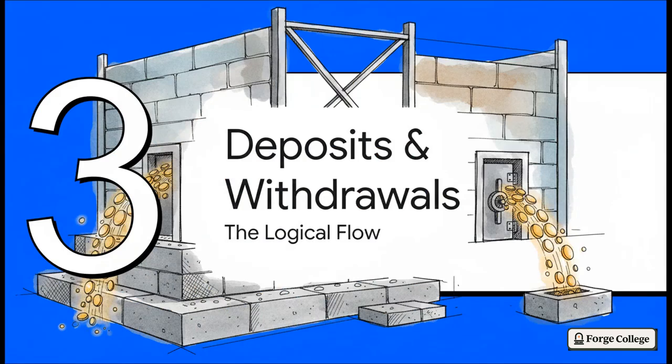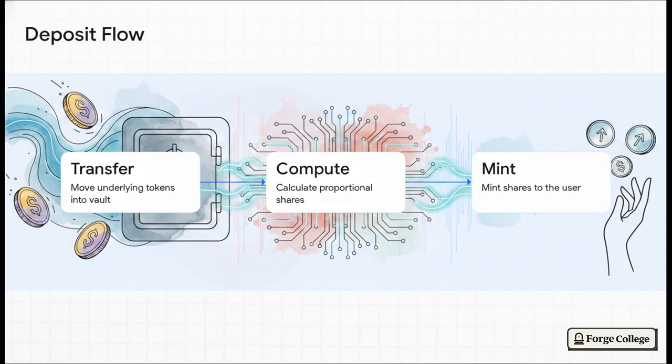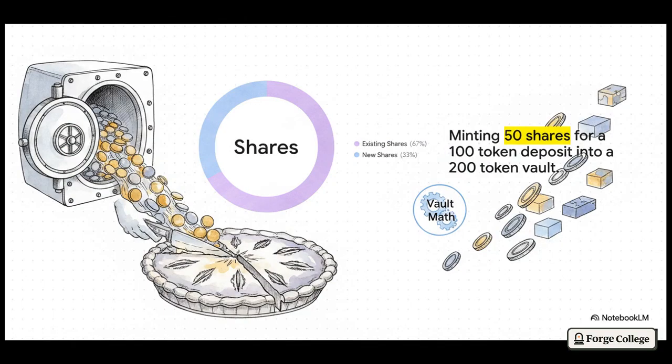Next up, Section 3, Deposits and Withdrawals, the logical flow. With our foundation poured, how do we actually move assets in and out? Well, every deposit essentially follows this exact three-step dance. Step 1, we transfer the underlying tokens from the user right into the vault. Step 2, we compute the proportional shares based on what's already inside. And Step 3, we mint those newly calculated shares back to the user. These three steps are absolutely the beating heart of your vault's logic. And the beauty of it is, if any single one of these fails, the whole transaction just rolls back, keeping everything perfectly secure.